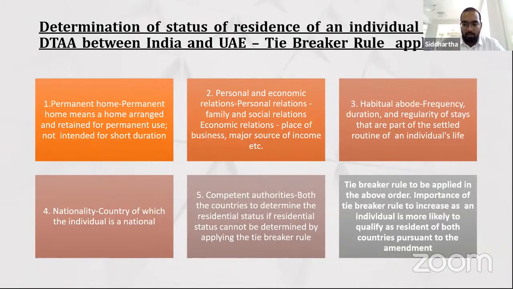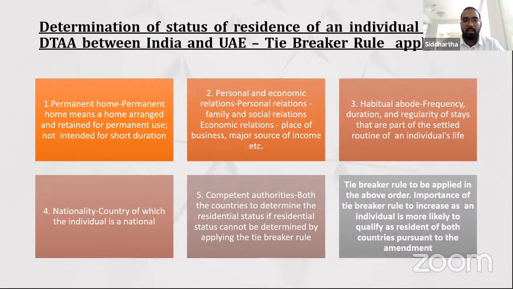While applying the Tiebreaker rule, we have to go one by one. First, we have to look into permanent home. If permanent home doesn't satisfy, we have to go to point number 2. If point number 2 is unable to determine our residency status, we will go to point number 3. If point number 3 is not helping us, we will go to point number 4. We have to go in order.